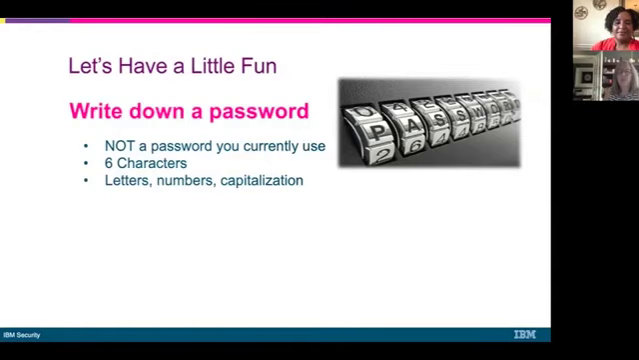I can't see you, but if you write down your password, which can be a 6-digit character password, let's do it pretty fast and write down a passcode. Let me write it down.